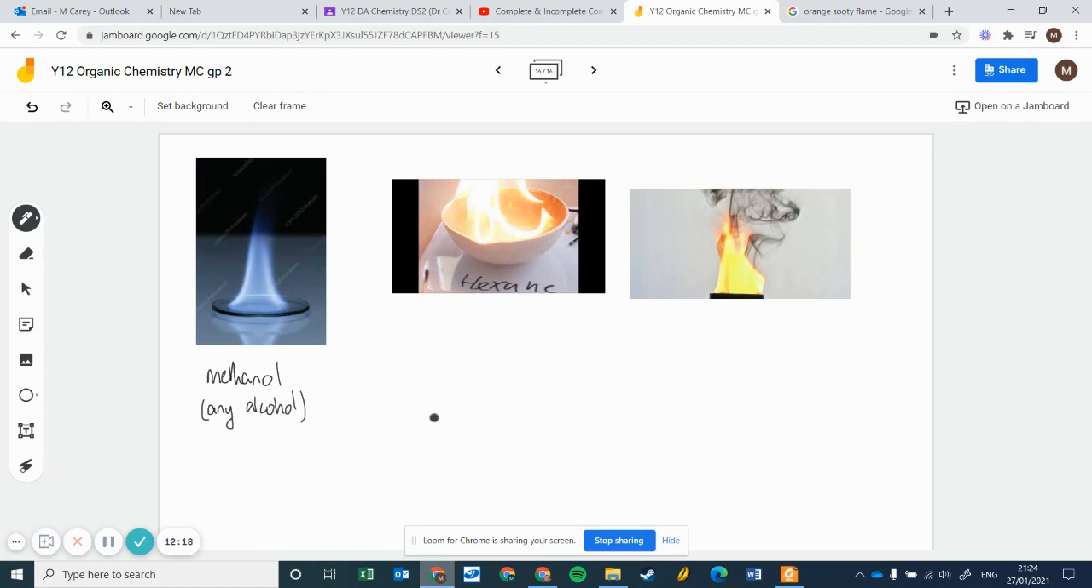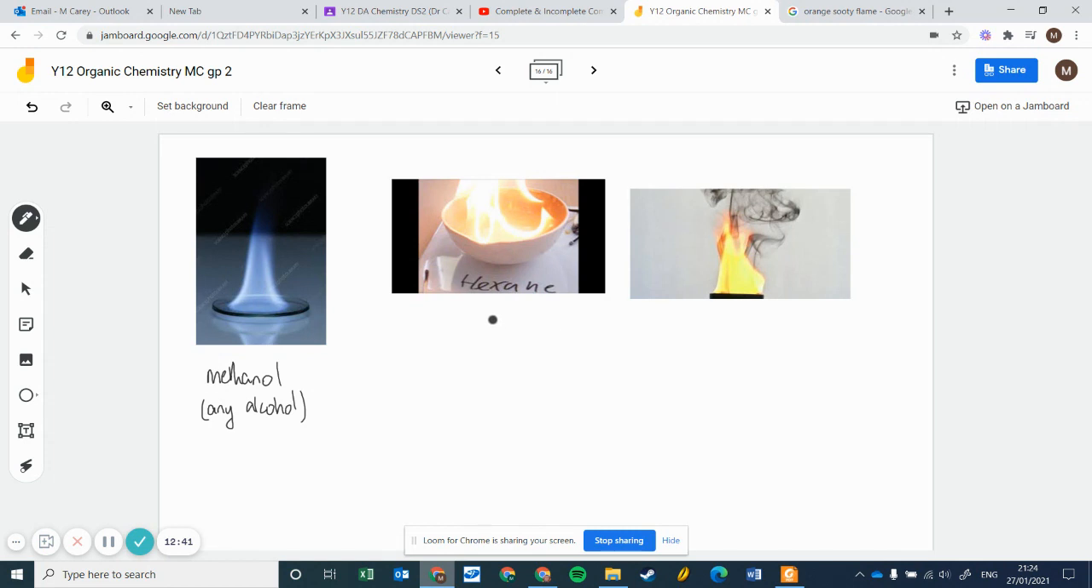It's kind of like, I think the Bunsen burner is the closest you've probably seen to this. When you have the hole fully open in the Bunsen burner and you get a blue flame, that's because it's complete combustion. You're allowing air in, you have a plentiful supply of air, and you'll have a blue flame whenever there's clean burning. It's complete combustion. So methanol will burn with a blue flame.